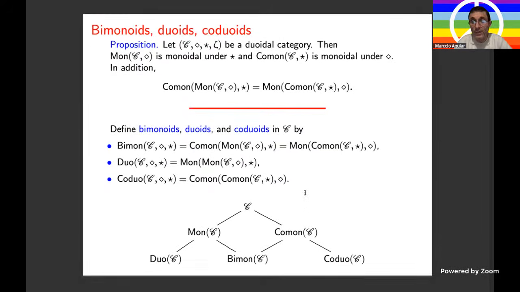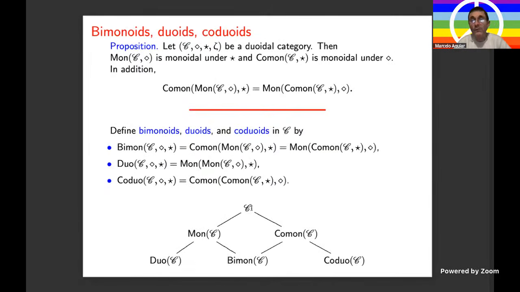All right, so here's the diagram. The only thing you have to keep in mind, if you have a duoidal category C, you can look at monoids and comonoids. This you can do for any monoidal category. So here I'm looking at monoids with respect to diamond, and over here, comonoids with respect to star. And then you can iterate this and obtain these three new categories. So are there any questions here?